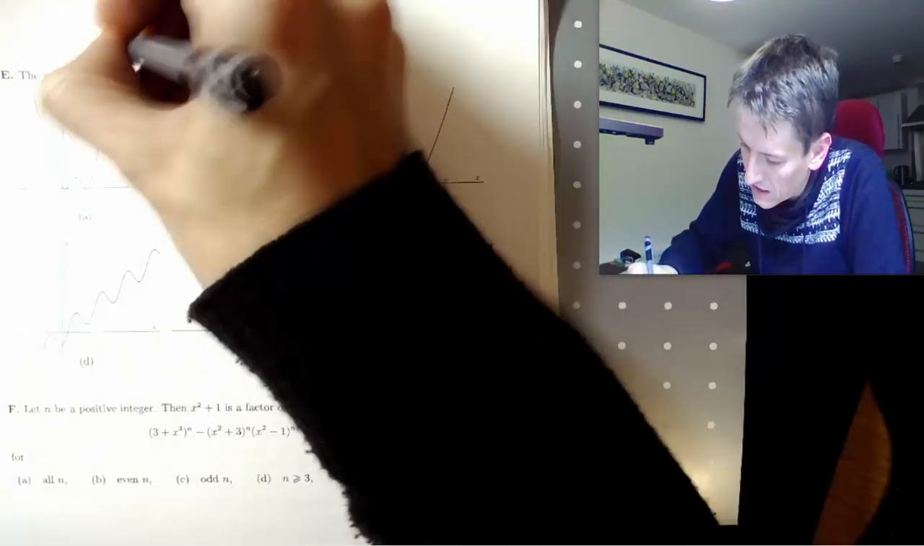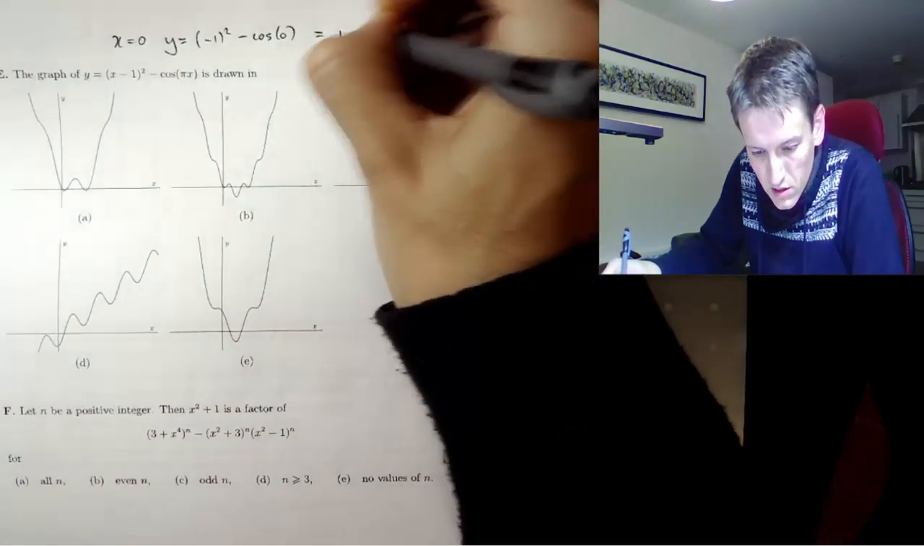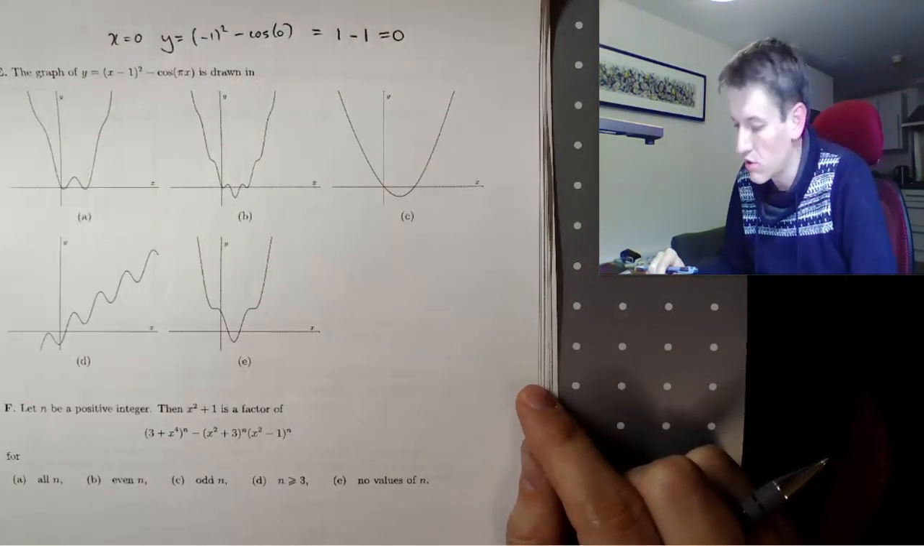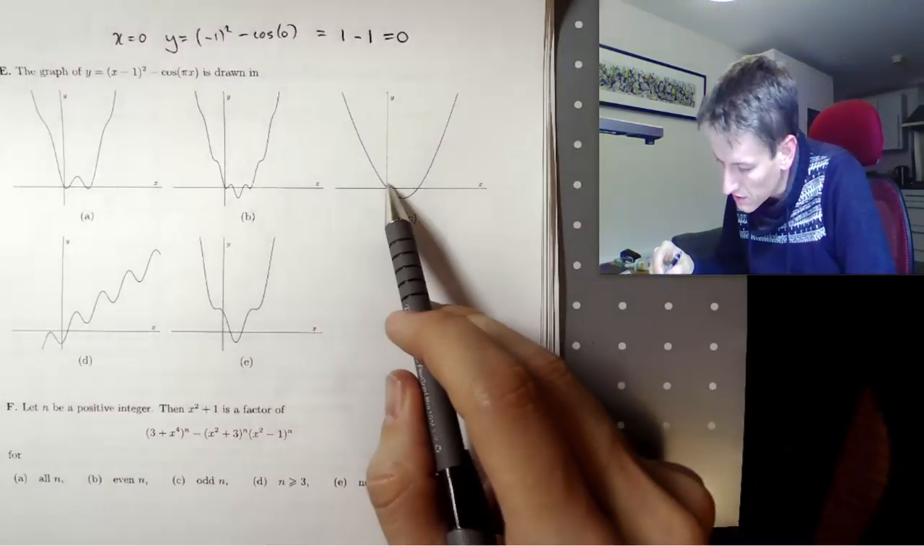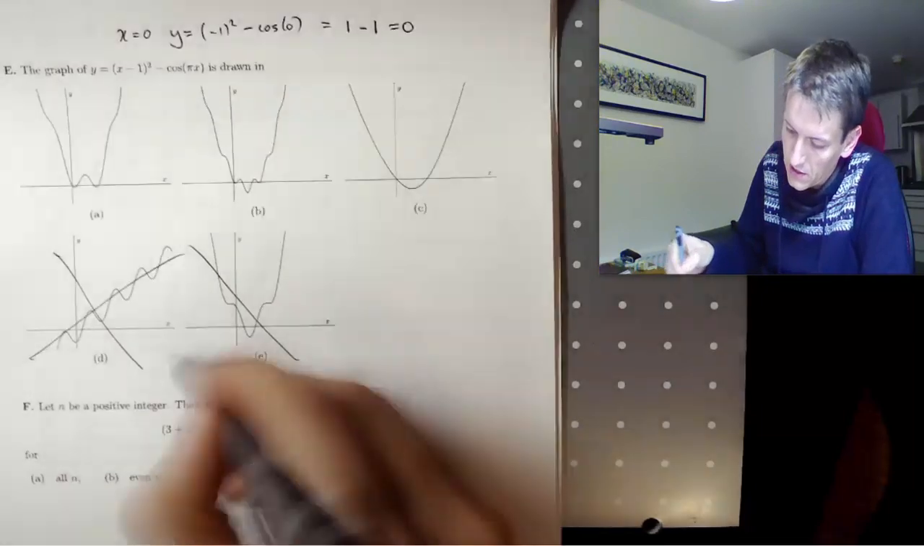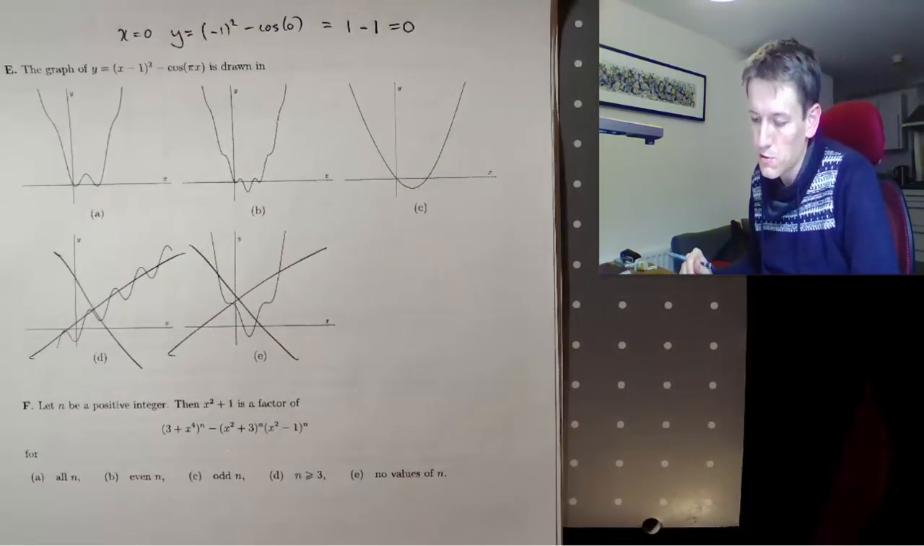For example, if I take x equals 0, y would be (0 minus 1) squared minus cos of 0. That's 1 minus 1, which is 0. So certainly this graph should pass through the origin. This one does, this one does, this one does, but neither of these two do, so we can immediately rule out D and E as options.